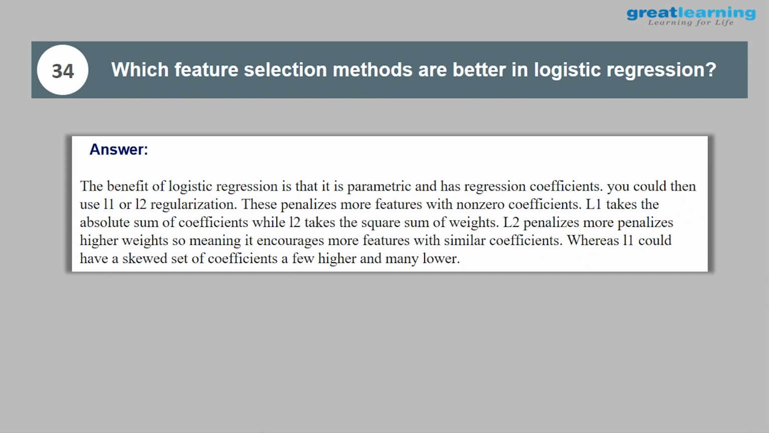sum of weights. L2 penalizes higher weights, meaning it encourages more features with similar coefficients, whereas L1 could have a skewed set of coefficients, a few higher and many lower.